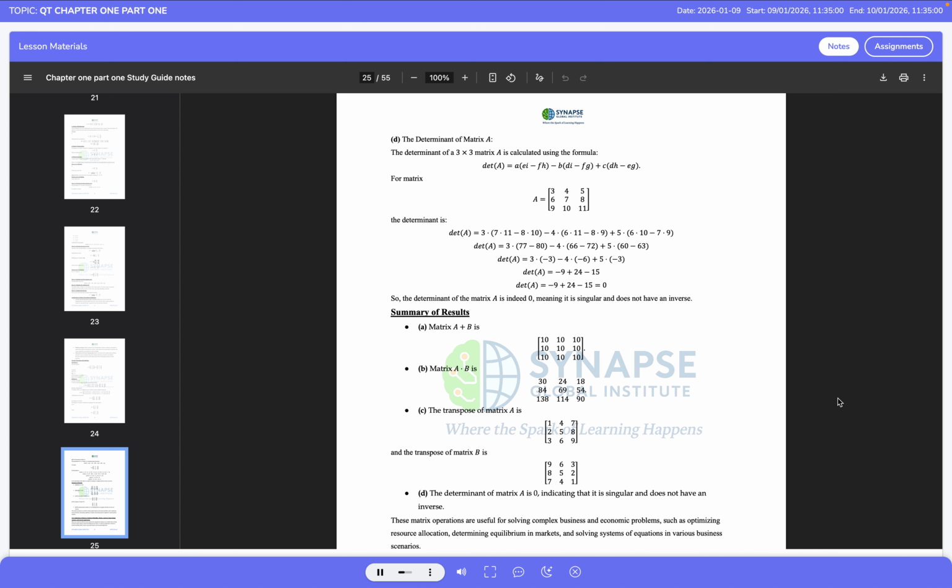As we conclude this session, please take time to reflect on how matrices allow us to handle complex business data in a structured and efficient way. Do not hesitate to use the chat section to ask questions or request further explanation, especially on matrix multiplication and inversion, as these are areas students often find challenging at first.